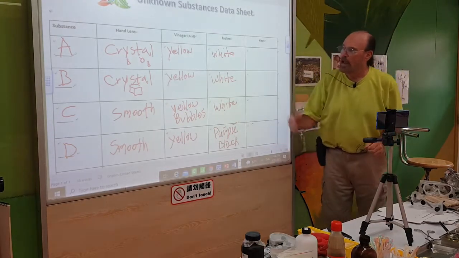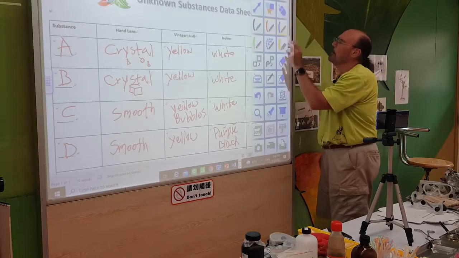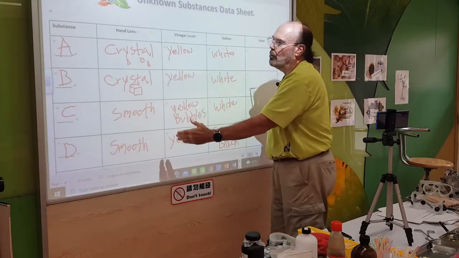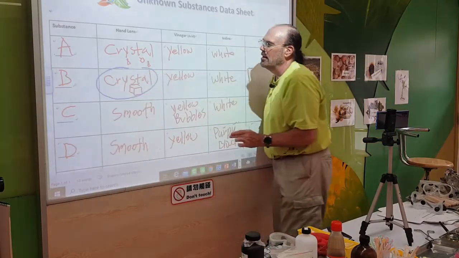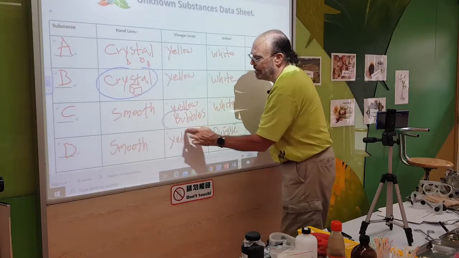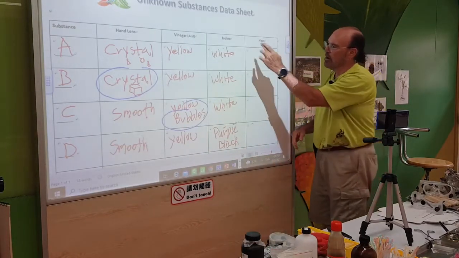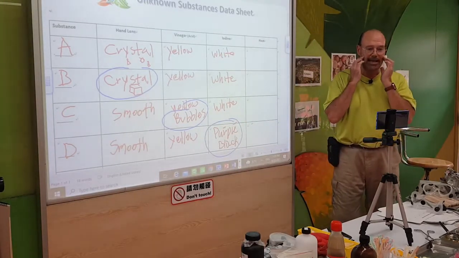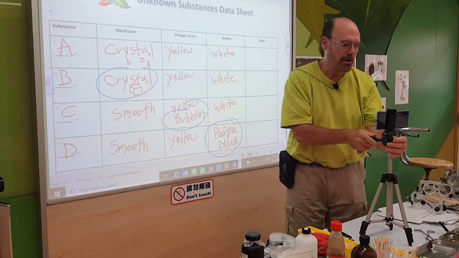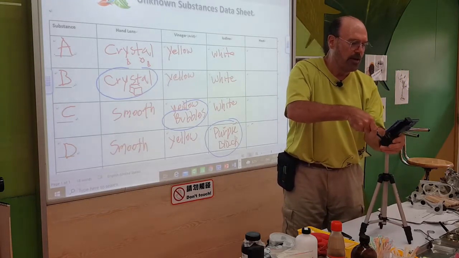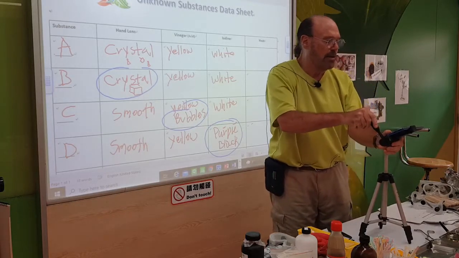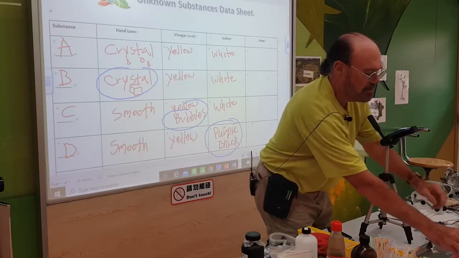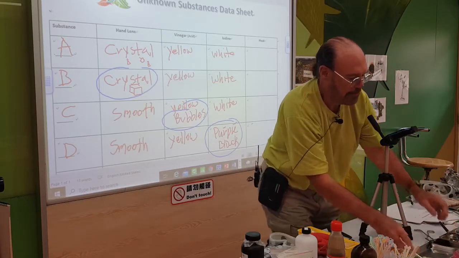Okay, so we have the tests here. The significant one, I think, is this. This one, it's clearly the bubbles. This one, it's clearly the black or purple. And now the heat test. For the heat test, rather than all of us do it, I'm just going to demonstrate the heat test, just to save time so we can do some other things.